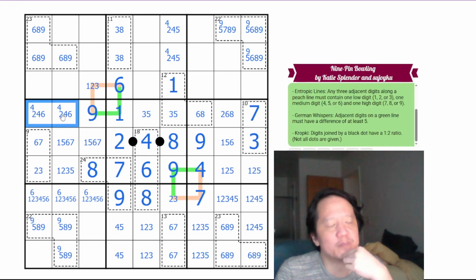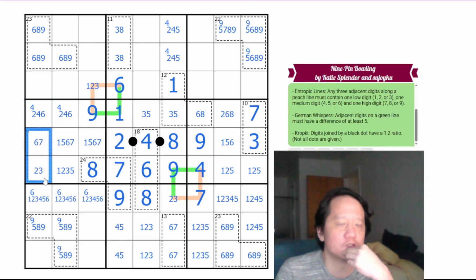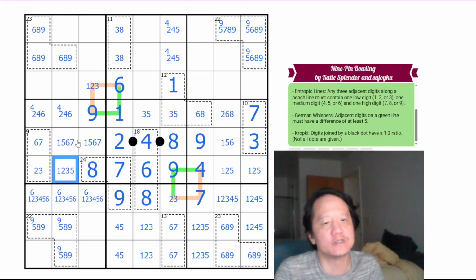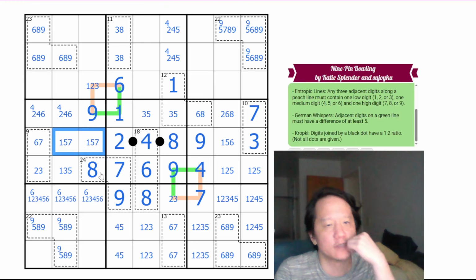The other digit here must be 2 or 6. And this cage has a 2 or 6 here. That eliminates 2 and 6 in the rest of the box. So this can't be 2 and this can't be 6.